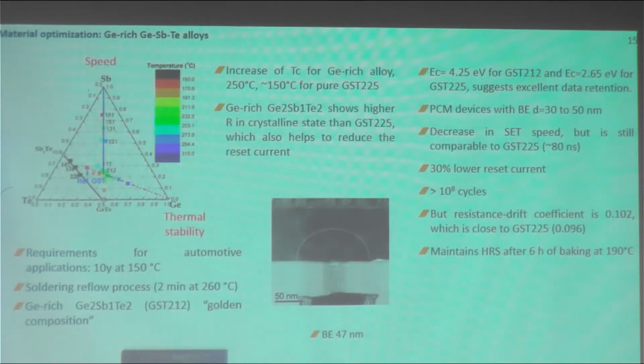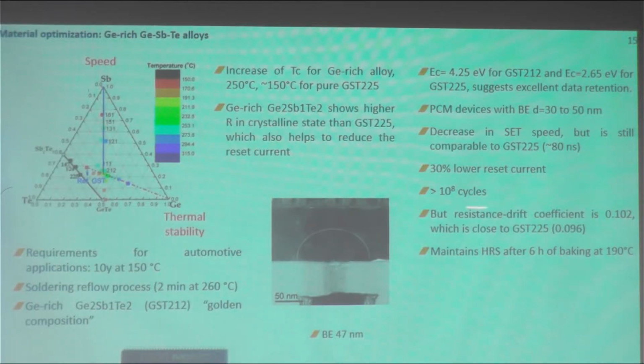There were also some tests on the device performance of such a composition. It was tested by IBM, who created a chip with a memory density of 128 megabit. Here they tested different devices with bottom electrodes ranging between 30 and 50 nanometers. They found a decrease in set speed, but it is still comparable to GST, in the range of 80 nanoseconds. But they found a reduction of 30% in reset currents.